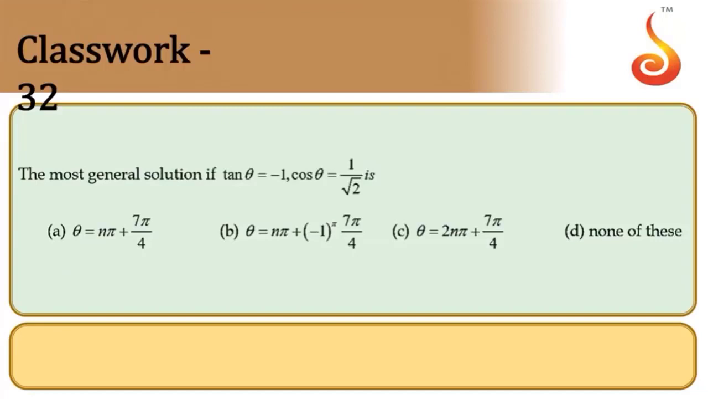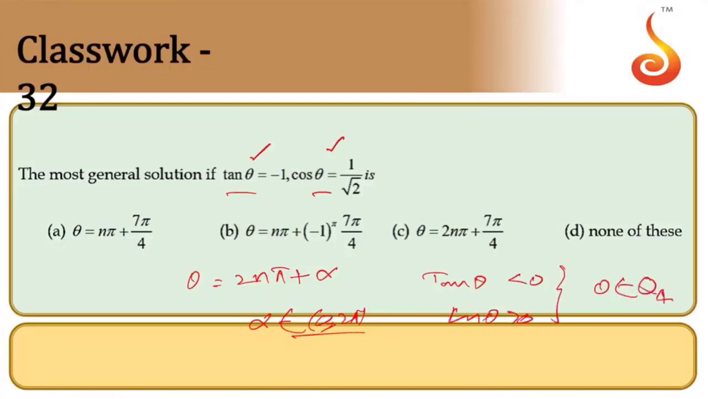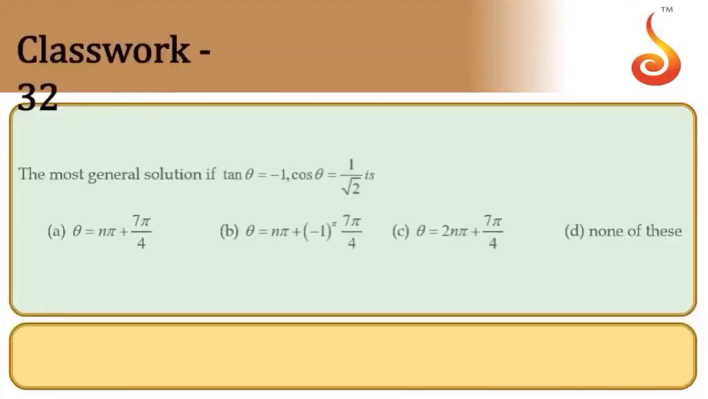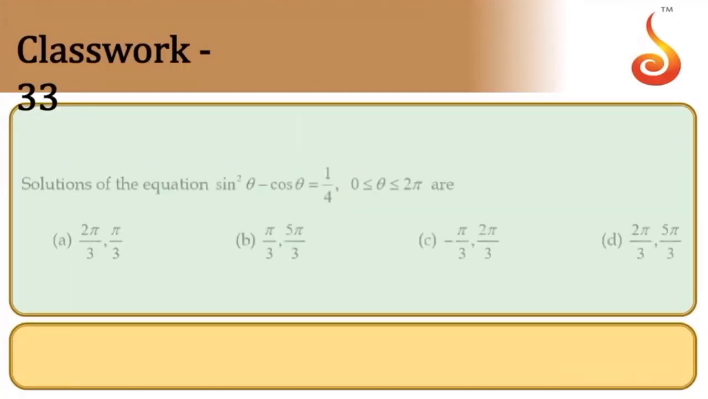Next, 32. So for the general solution here, you are given two trigonometric functions. Whenever you are given two trigonometric functions, the general solution can be written as 2n pi plus alpha, where alpha belongs to 0 comma 2 pi, the values you take up. So tan is negative and cos is positive. So tan theta is negative and cos theta is positive, which means theta belongs to the fourth quadrant. In the fourth quadrant, theta is equal to 2 pi minus pi by 4, which is nothing but 7 pi by 4 plus 2n pi. So the answer to 32 is equal to 2n pi plus 7 pi by 4.